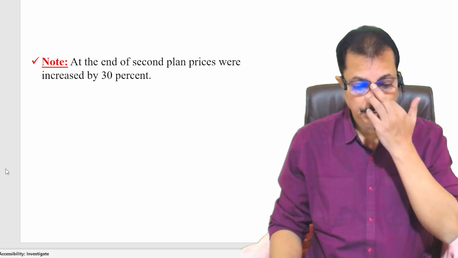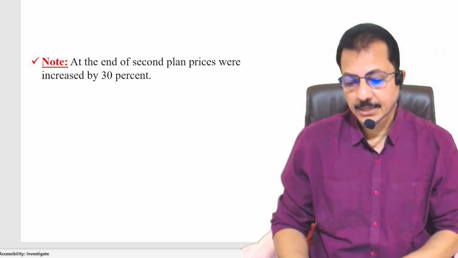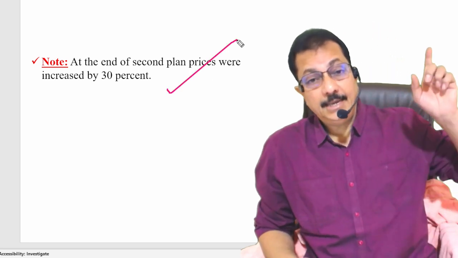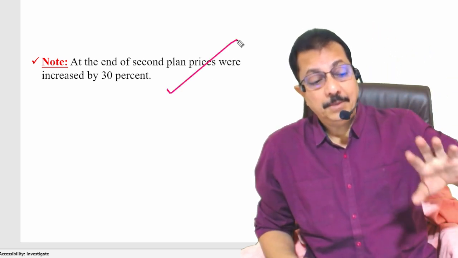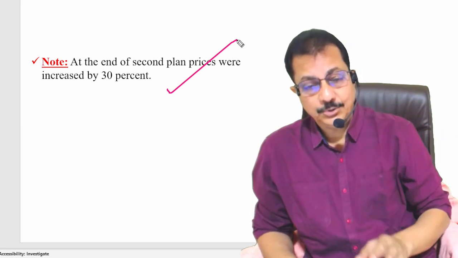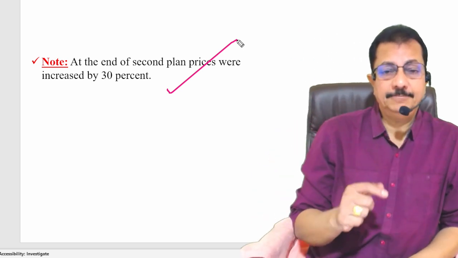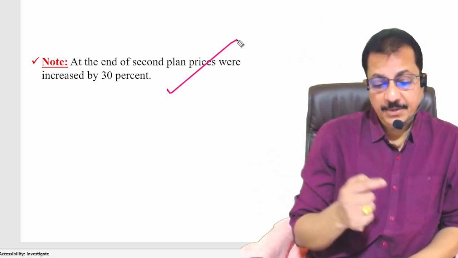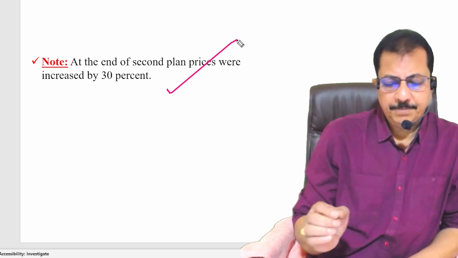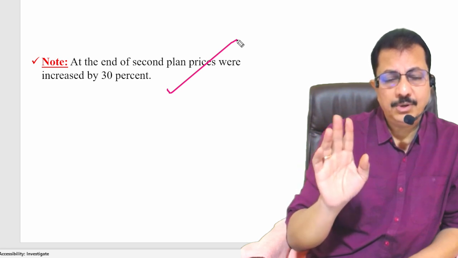So at the end of the second plan, prices were increased, meaning food prices were increased by 30%. At the end of the first 5-year plan, the production had increased by 20%. But by the end of the second 5-year plan, the prices had increased by 30%. What is the reason here? When the prices are increased, it means demand is more than supply.